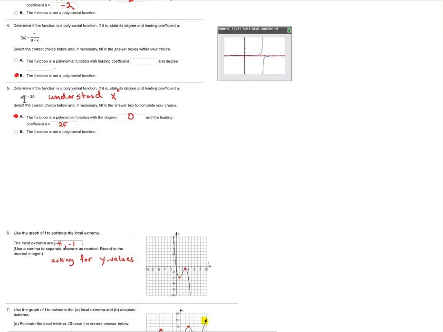Number 5, g of t is 25. It's understood that that's x to the 0. So that can be a polynomial. The degree is 0. Coefficient is 25.